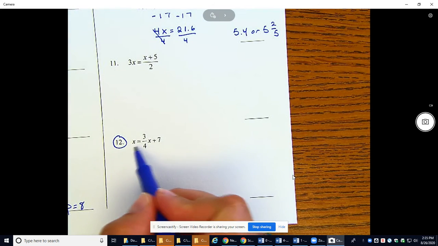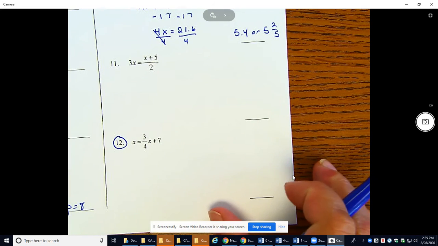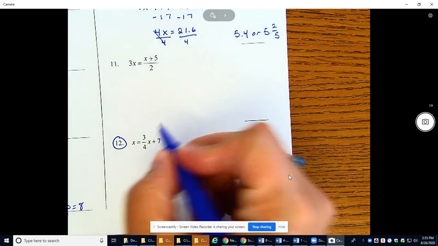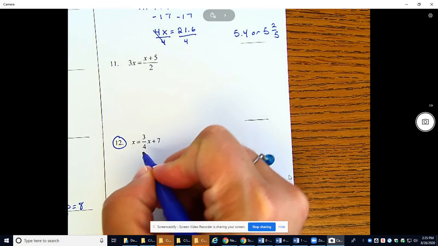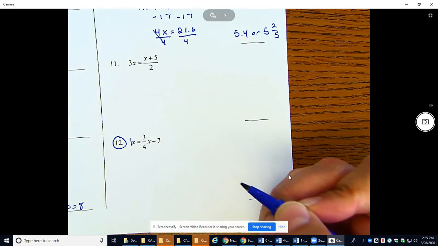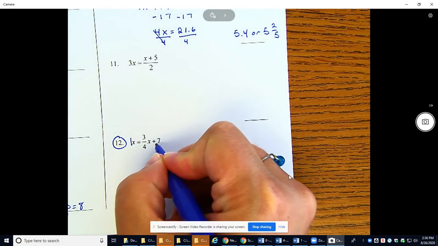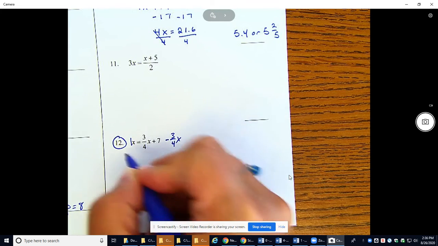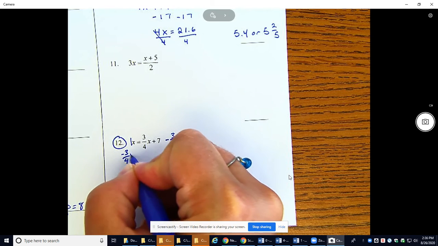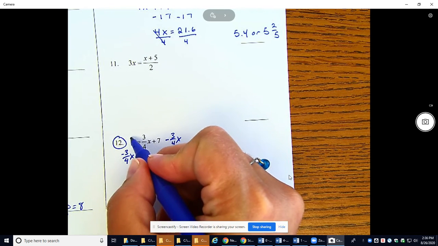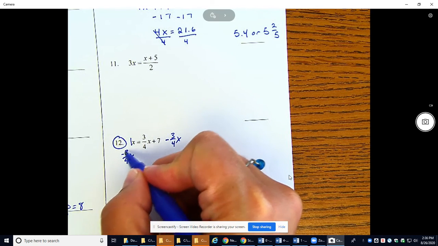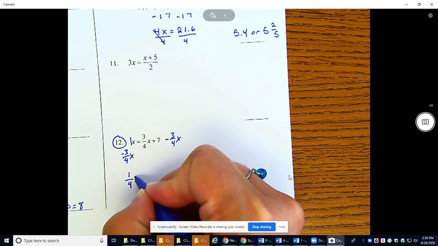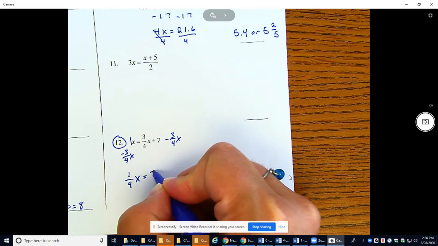Now on this one, you've got the x's on both sides of the equation, so you're going to have to do an inverse operation in order to get them to the same side. So what I chose to do here, this is 3/4 x and this is 1x essentially, right? So I'm going to subtract, because that's the opposite of addition, 3/4 x on both sides. Okay, so if I take 1 and I take away 3/4, I'm left with 1/4. So 1/4 x equals 7.